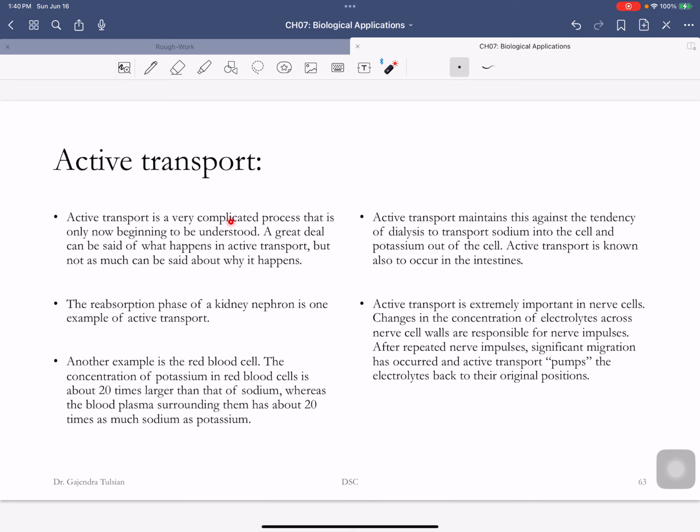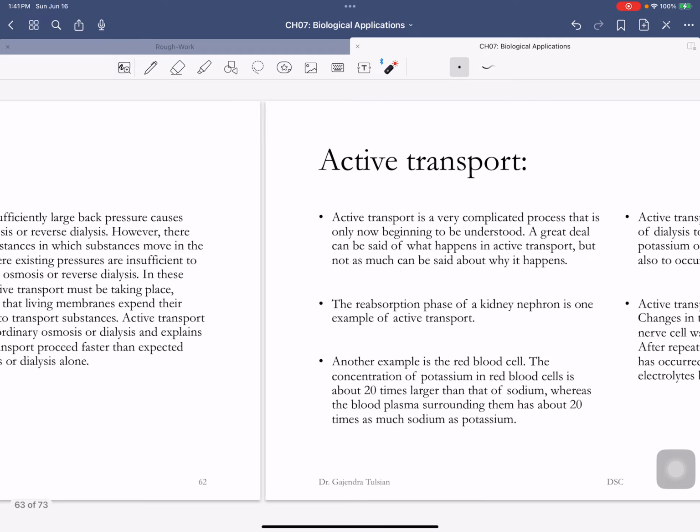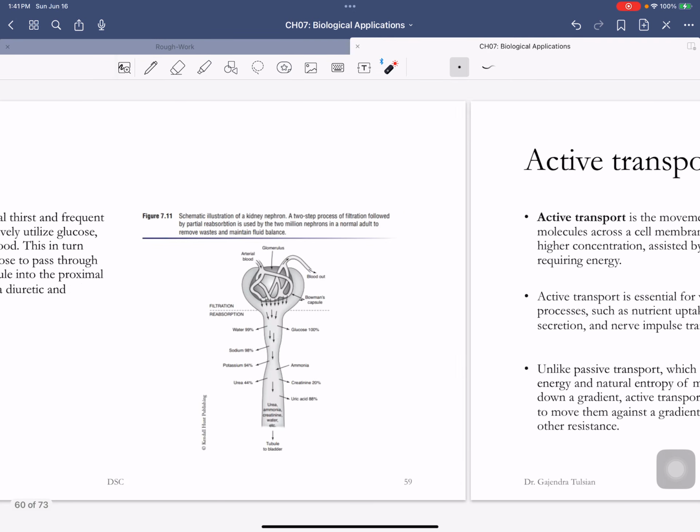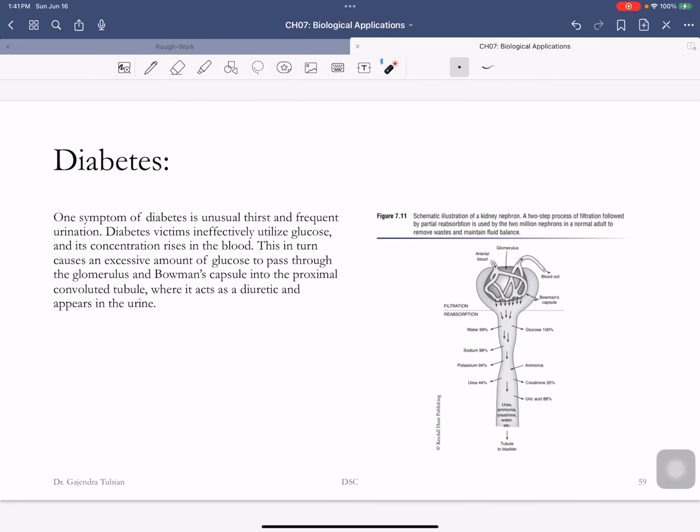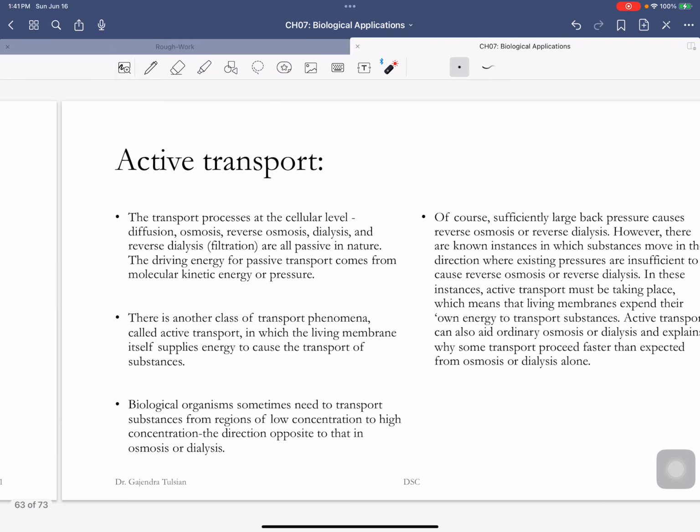Active transport is very complicated, and only now are we starting to understand it. Even now, a great deal can be said about what happens in active transport, but not as much can be said about why it happens. The reabsorption phase of the kidney nephron is an example of active transport. So all this material being reabsorbed in the kidneys is an active transport process.